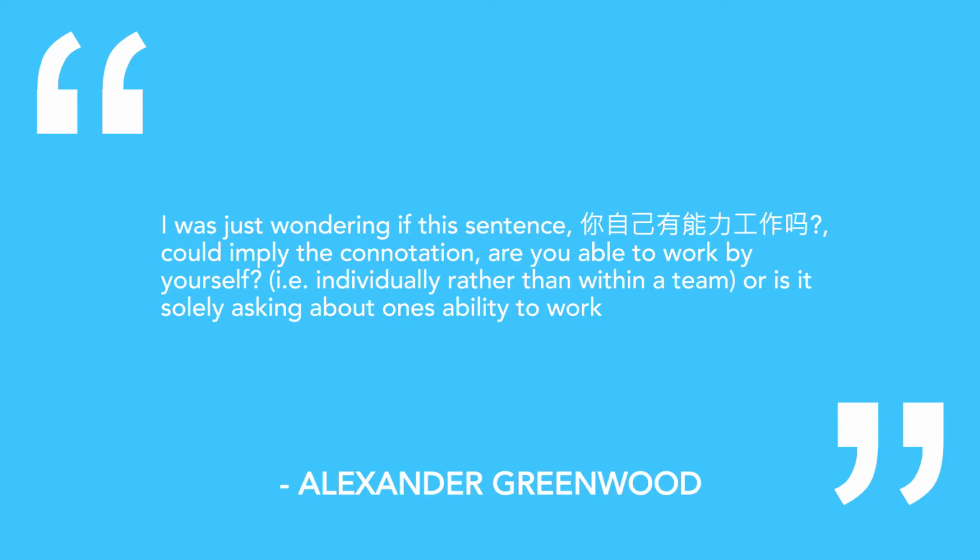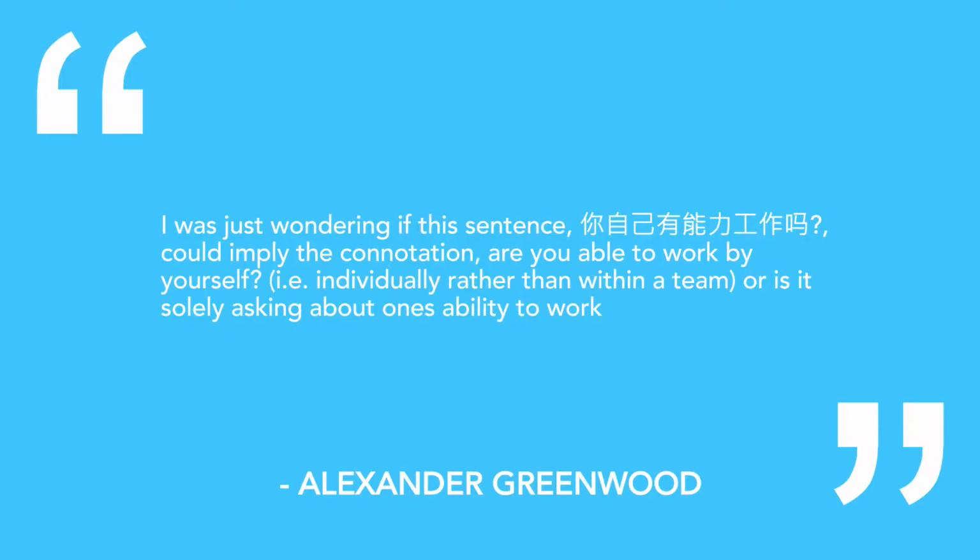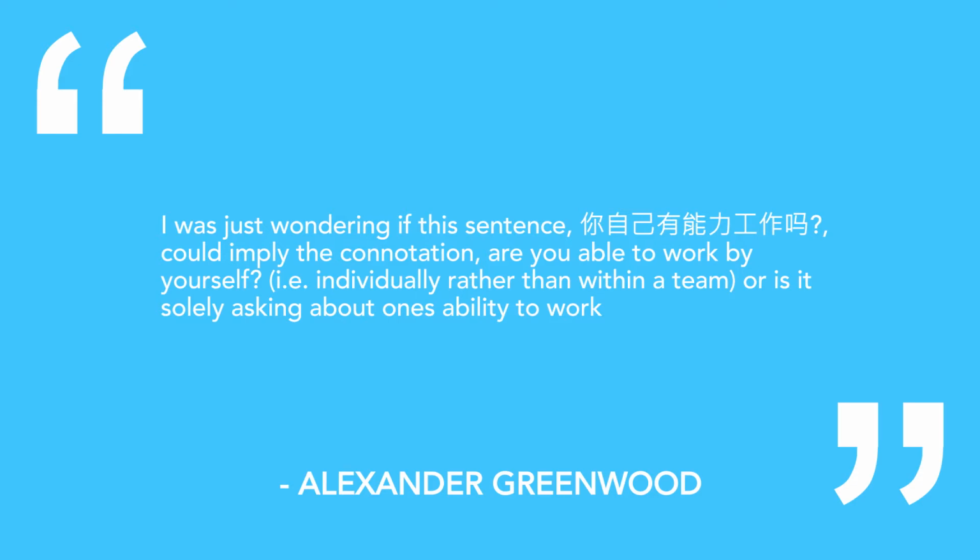So one of the things you can look for in sentences that have multiple verbs is how changing the word order might change the meaning. So in this sentence, we have 有 and we have 工作. Those two are both verbs. So let's change around the word order of this sentence and say 你有能力自己工作吗? That would imply that you can work individually as opposed to with a team. But 你自己有能力工作吗? This is more like, do you have the ability to work? Do you yourself have the ability to work?